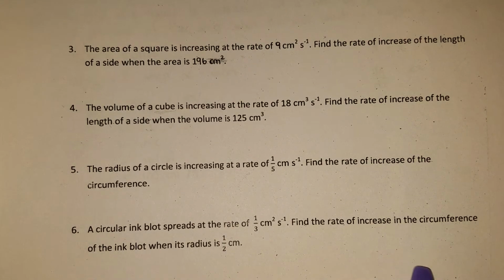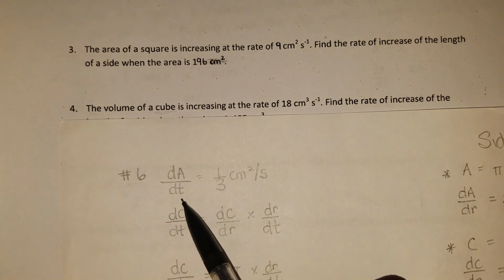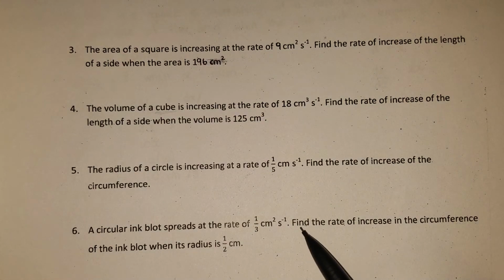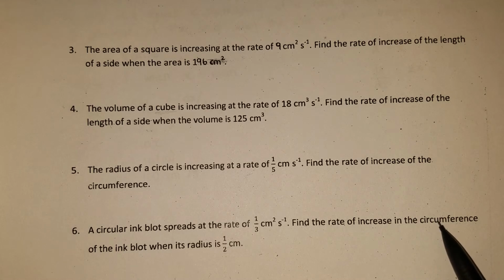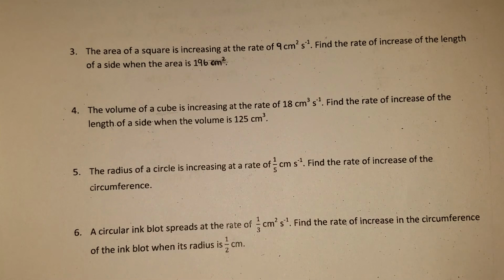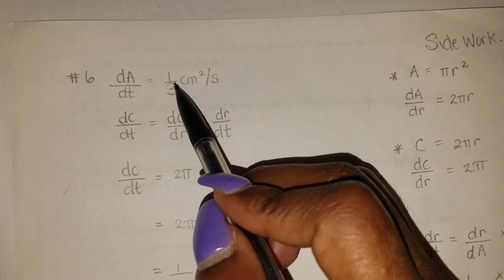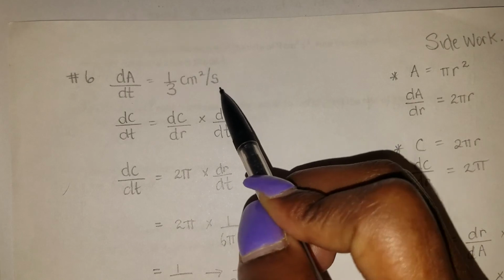For the last question, it says, a circular ink blot spreads at a rate of 1/3 centimeters squared per second. Now, if we look at the unit, this centimeter squared is area. So this 1/3 will be dA/dt. It wants us to find the rate of increase in the circumference. So we're finding dC/dt when the radius is 1/2 centimeter. Now, we were given the dA/dt to be 1/3 centimeter squared per second.